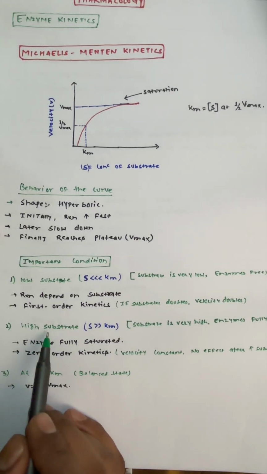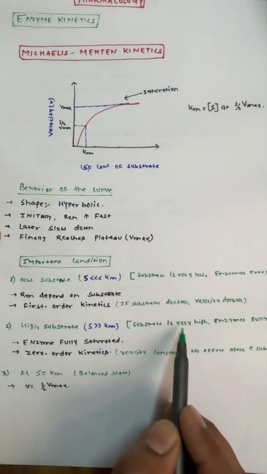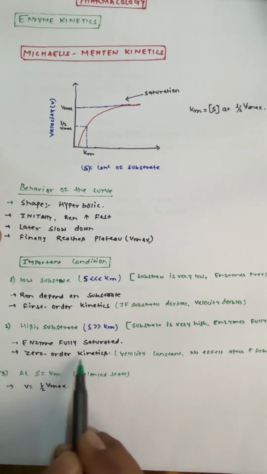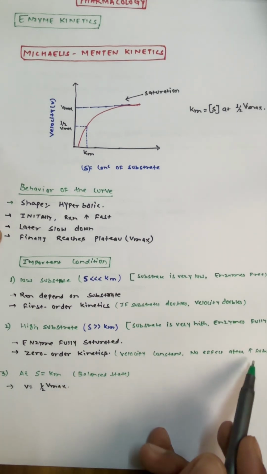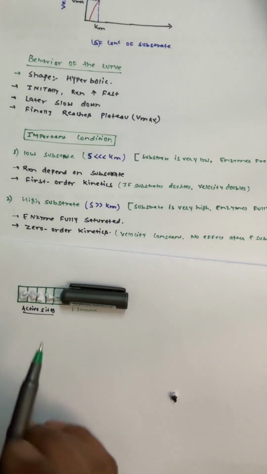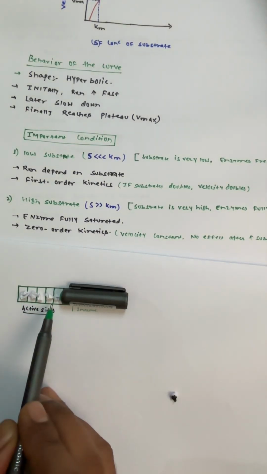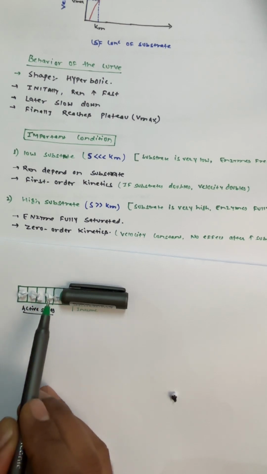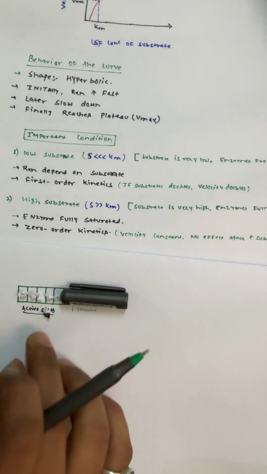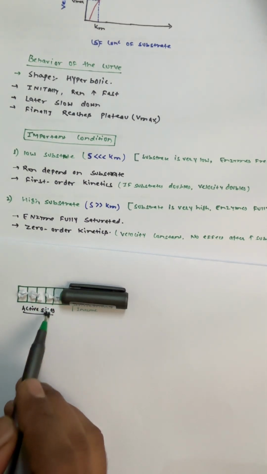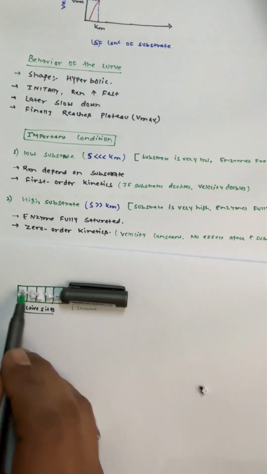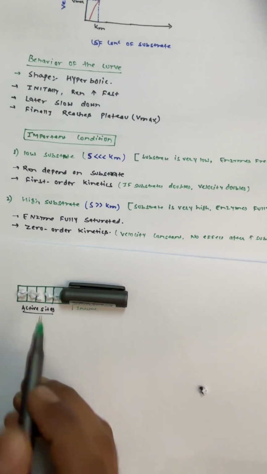Now we look at when the substrate level is high. When the substrate is very high, the enzymes are fully saturated. It follows zero order kinetics and the velocity is constant, with no effect from increasing the substrate level. Let's see with the figure. You can see that the enzyme's rooms are already occupied by the substrate. There are no vacant rooms. No matter if we add more substrate, there is no room for it. So the velocity is constant because we can't increase the reaction velocity now, even if we increase the substrate level.